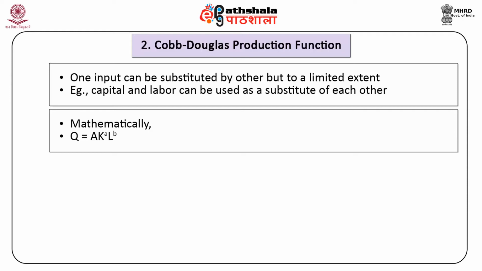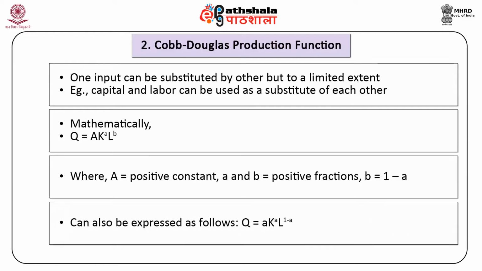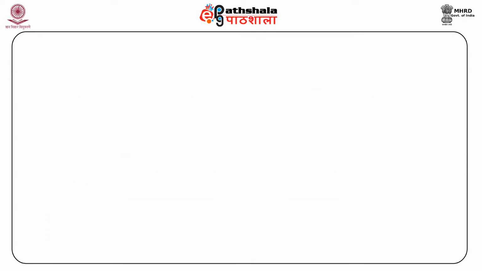Q is equal to A K to the power a L to the power b, where A is equal to a positive constant, small a and small b are positive fractions, and b is equal to 1 minus a. Therefore, Cobb-Douglas production function can also be expressed as follows: Q is equal to A K to the power a L to the power 1 minus a. The characteristics of Cobb-Douglas production function are as follows.